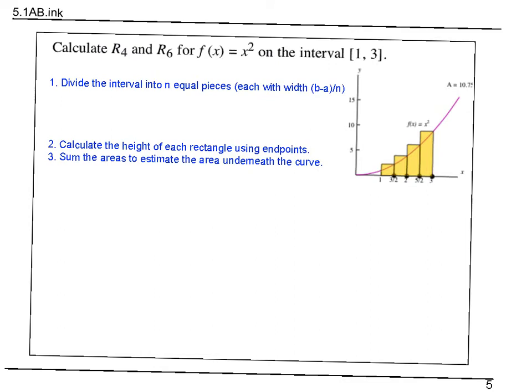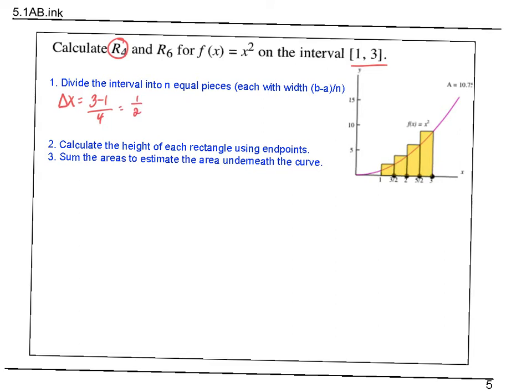All right, so this example says calculate R4 and R6 for f(x) = x squared on the interval from 1 to 3. So we'll take a look at both for this example, okay? We're going to do R4 first. So R4, that notation is saying find the right-hand approximation using 4 rectangles. So always start with dividing the interval into n equal pieces. Our interval is given as 1 to 3. So delta x is equal to (3 minus 1) divided by 4, which is going to be 1/2.